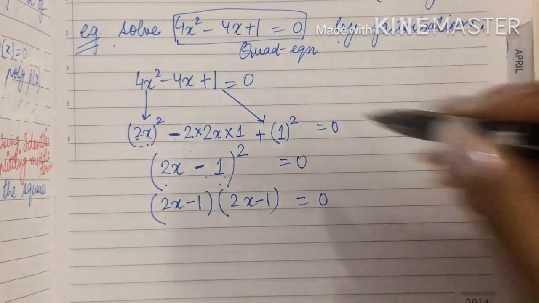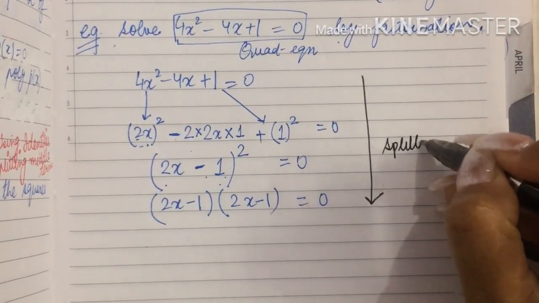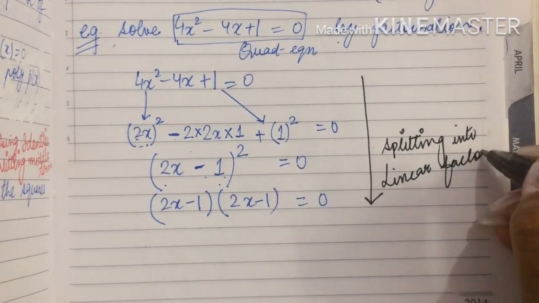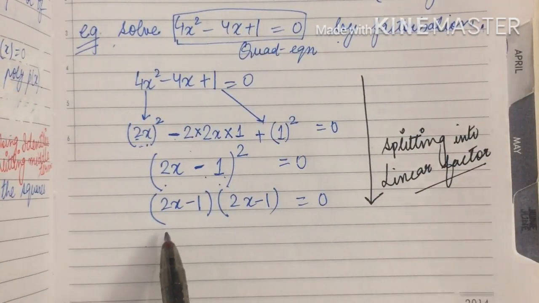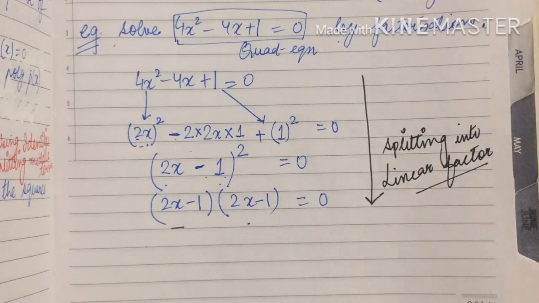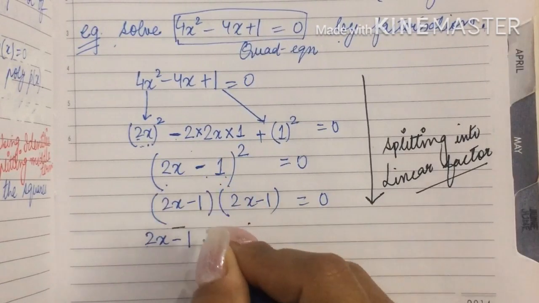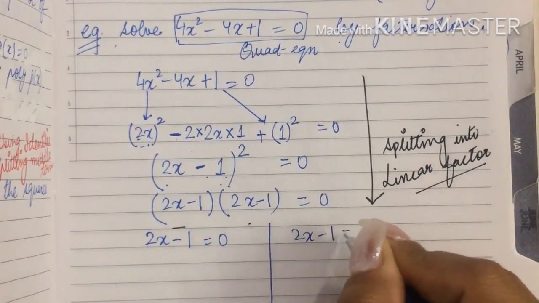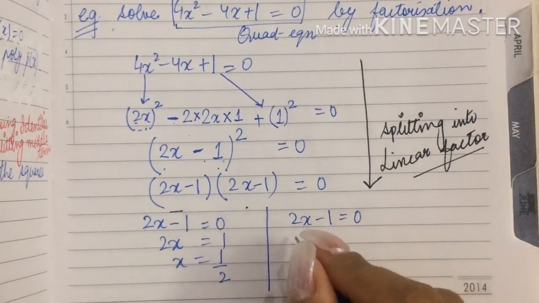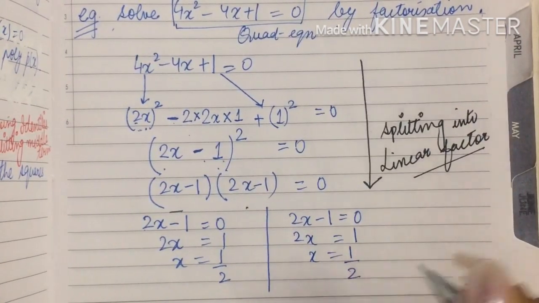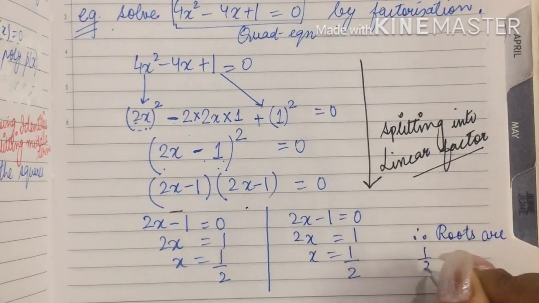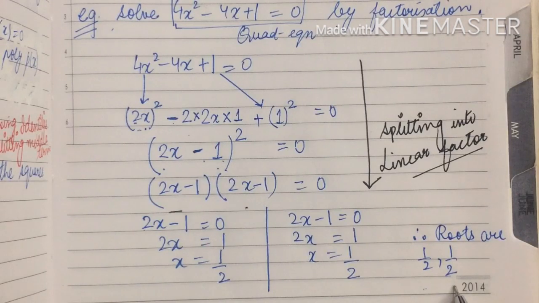So what I have done, till here, is splitting the polynomial into linear factors. Each of the factors that I have obtained is a linear factor. I'm going to take each of these linear factors equal to 0. So the second step is to take the first factor equal to 0 and the second factor equal to 0. From here, find out the value of the variable. So from here, x comes out to be 1 by 2, and solving the second linear factor, x is 1 by 2. So therefore, the roots of the given equation are 1 by 2, 1 by 2, and you can see the two roots are equal.